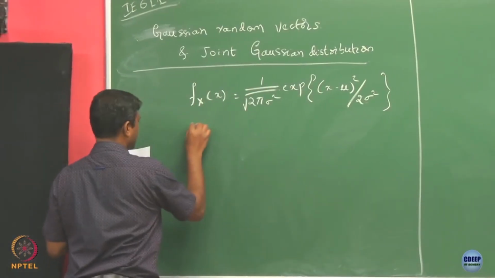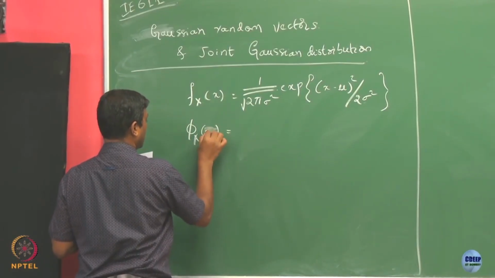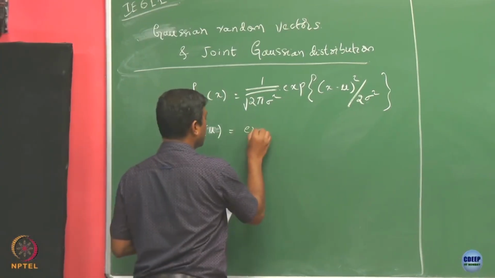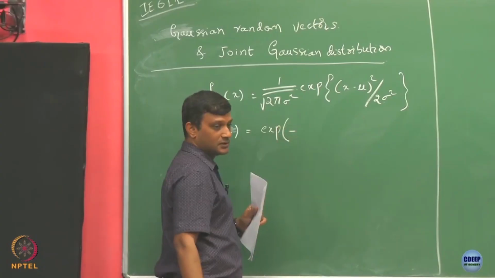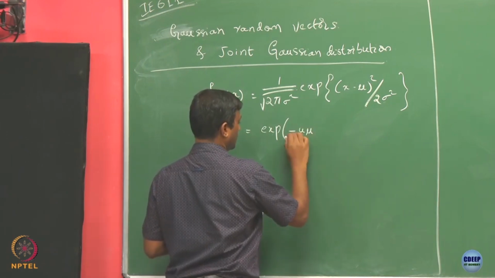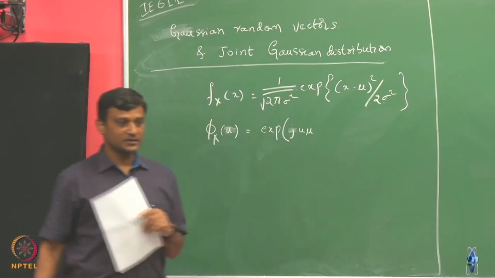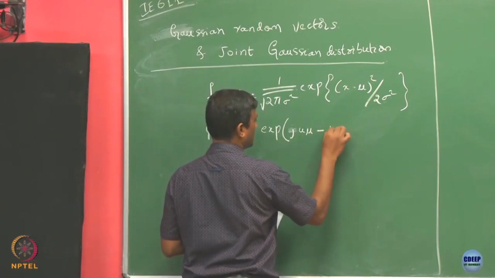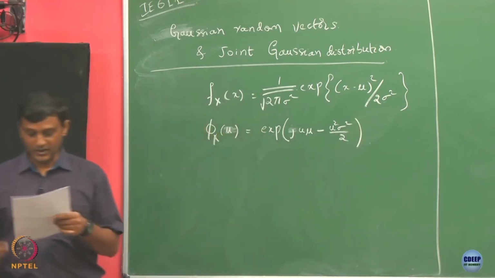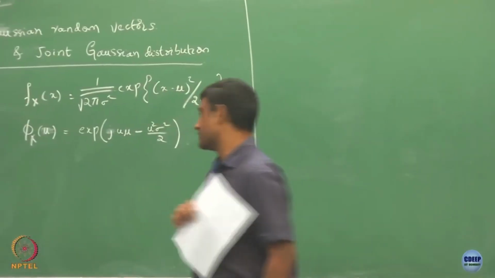And what was its characteristic function? At a function u, how did its characteristic function look like? It is exp of j u mu minus u square sigma square by 2. This happened to be its Gaussian characteristic function.